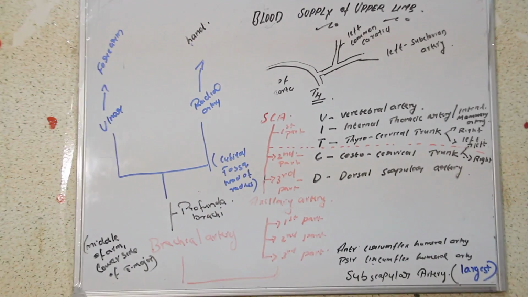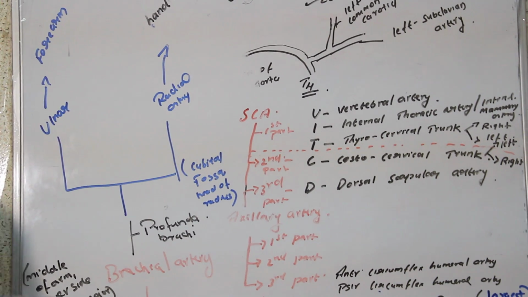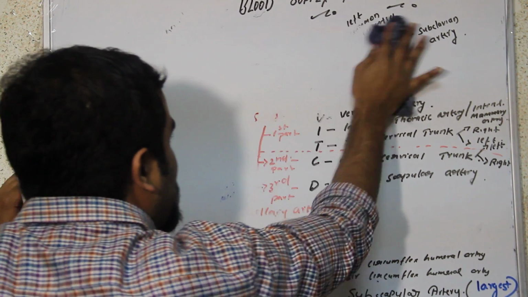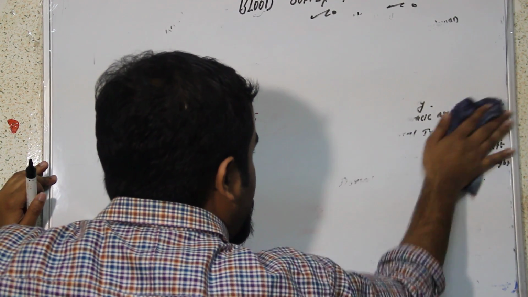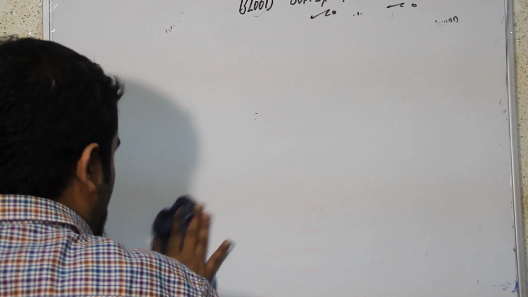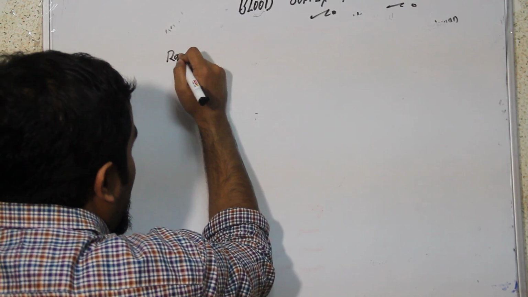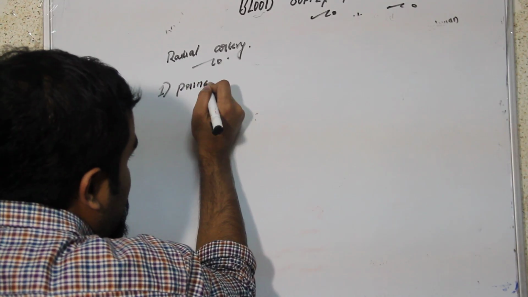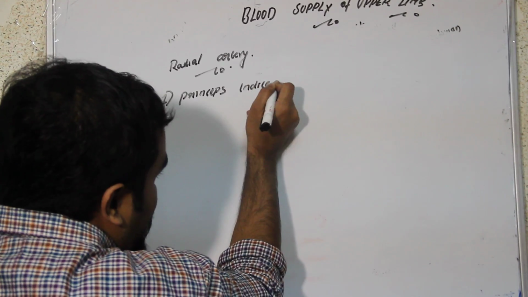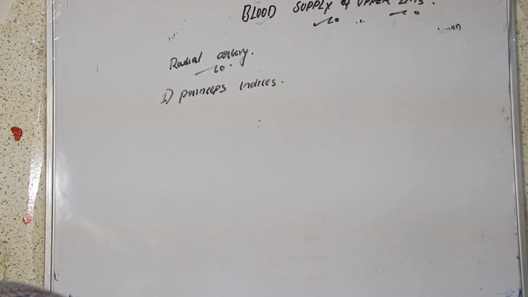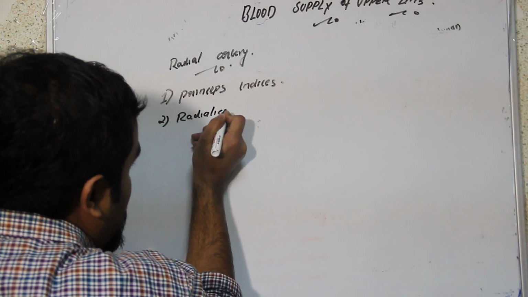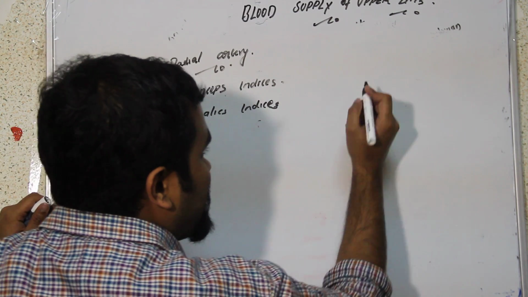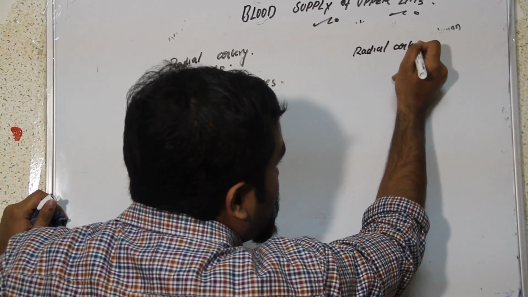Now some important points regarding the radial and ulnar artery. The radial artery in the hand will form the princeps indicis. What is the index finger? Our index finger is this one. The radial artery forms princeps indicis, and then radialis indicis. Then the radial artery and ulnar artery together form the palmar arch.